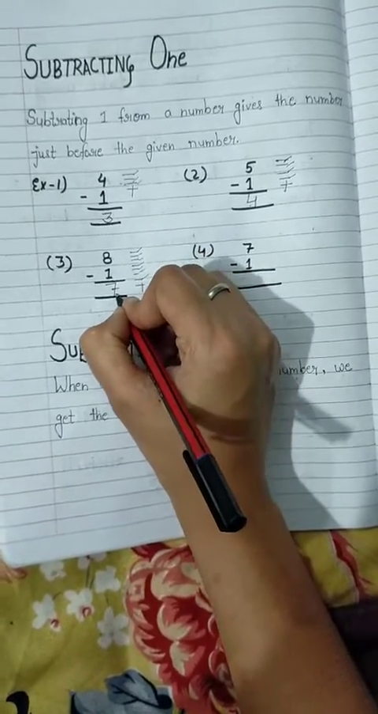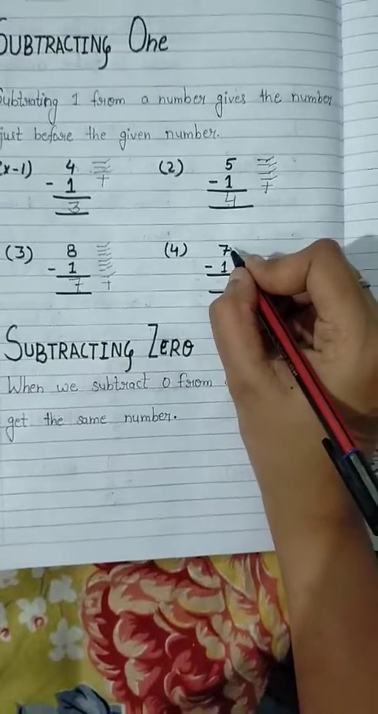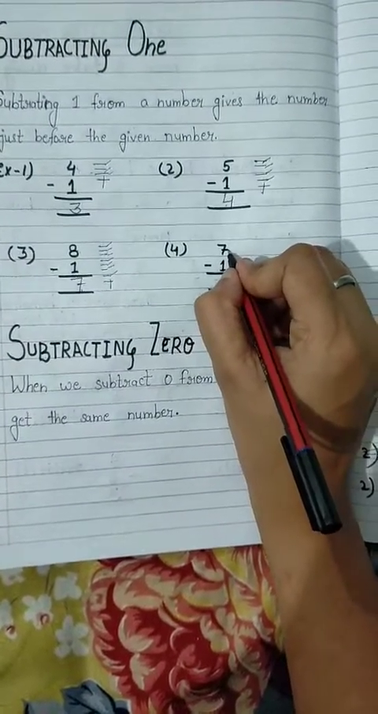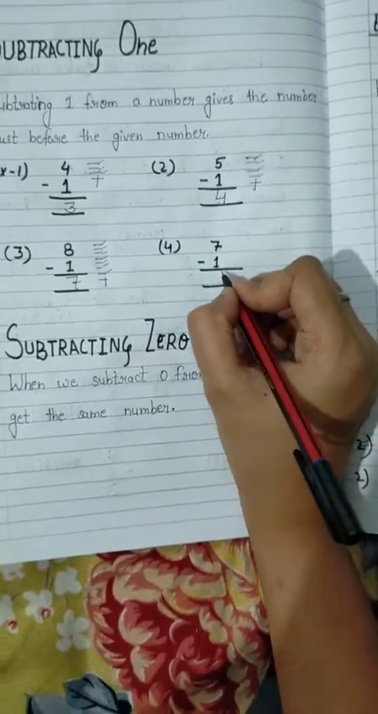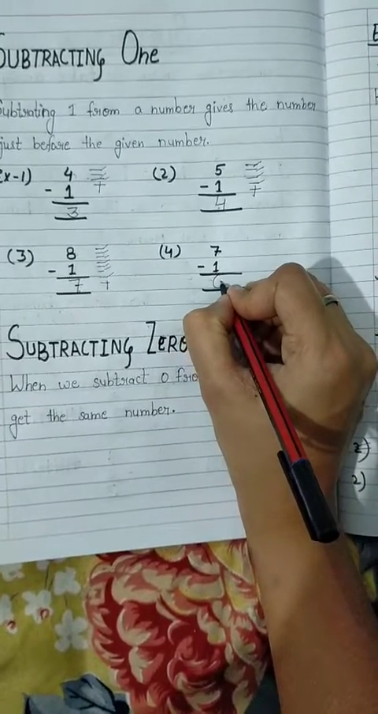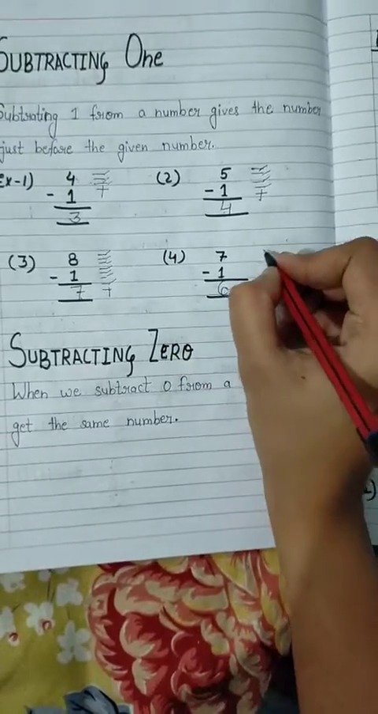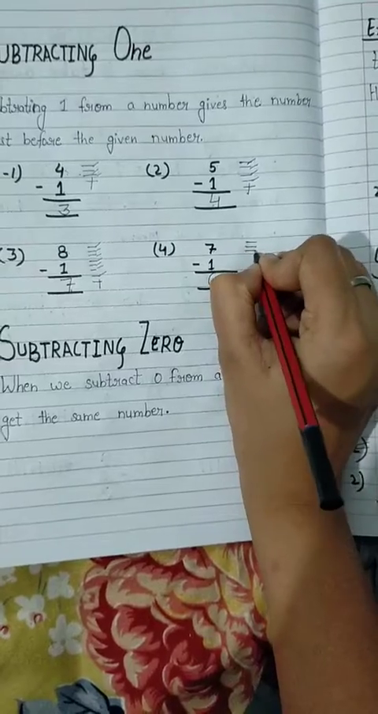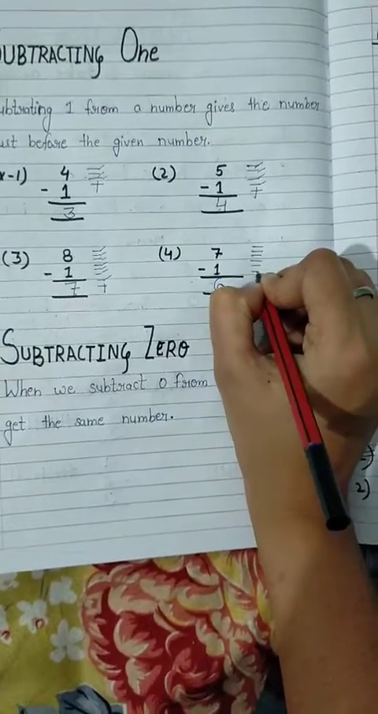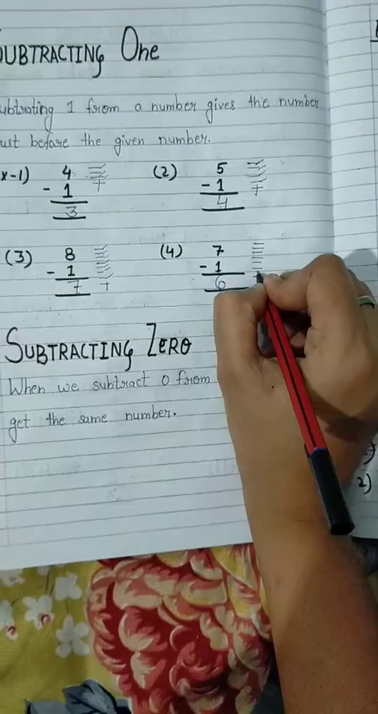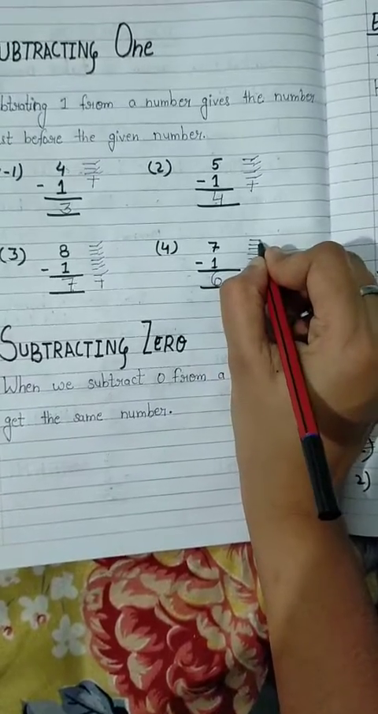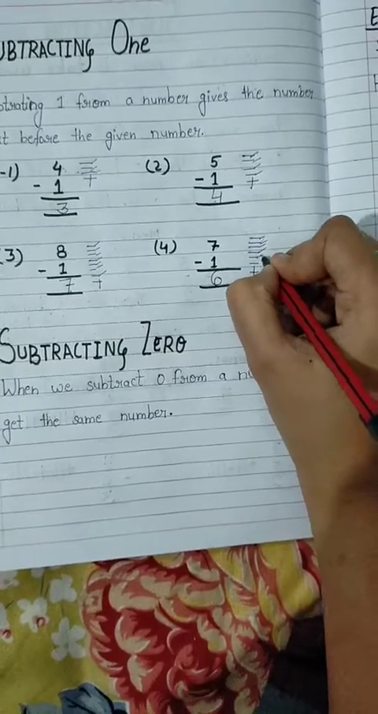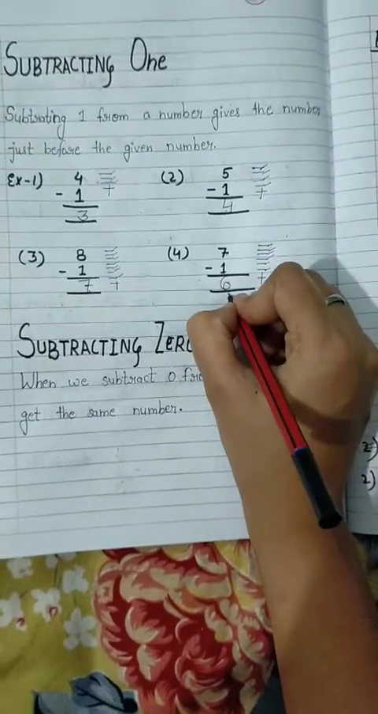The answer is 7. Now student, 7 minus 1. So what comes before 7? The answer is 6. 6 comes before 7. If you want to cross check your answer, then draw 7 lines first. 1, 2, 3, 4, 5, 6, 7. Now cut one line here and then count the rest of the lines. 1, 2, 3, 4, 5, 6. So the answer is 6.